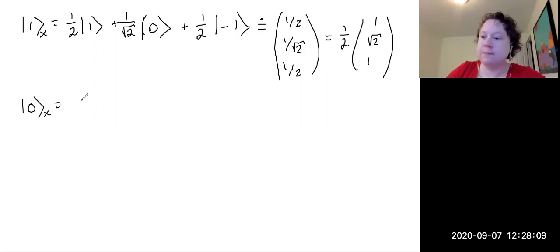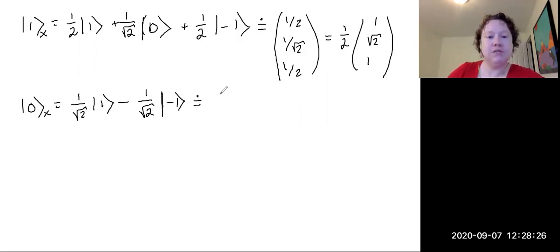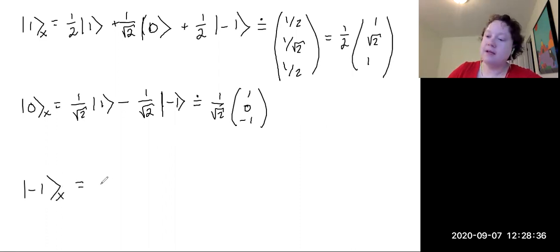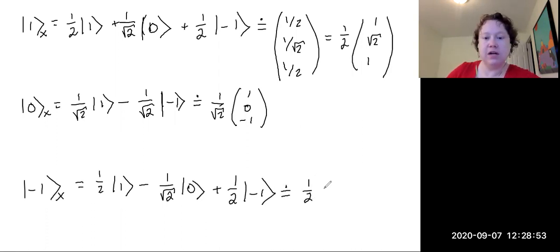0 in the x direction is equal to 1 over the square root of 2, 1, minus 1 over the square root of 2, -1. So there's no 0 component in this one, which is represented by the vector 1 over the square root of 2, 1, 0, -1. And then -1 in the x direction is 1/2 times the ket 1, minus 1 over the square root of 2, 0, plus 1/2, -1. Again, I can write this as 1/2, 1, minus the square root of 2, 1.